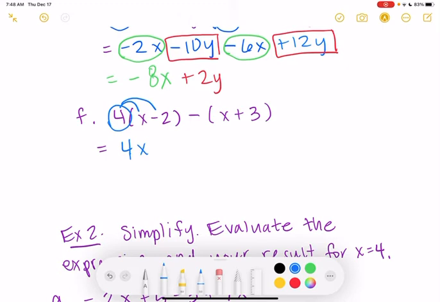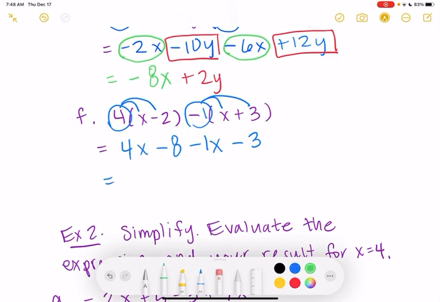4 times negative 2, I have a negative 8. Here you can just distribute the negative, or you can think of it as negative 1 if that helps you out. So I have a negative x or negative 1x. I'll slip it in there just because a lot of people tend to like it. Negative 1 times a 3, I have a negative 3.